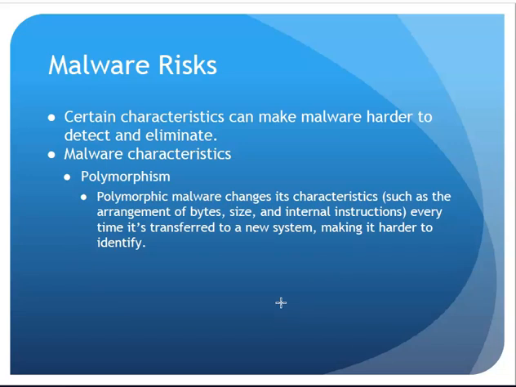Polymorphism changes its characteristics. So maybe the first malware scan didn't catch it, and it morphs so the next malware scan doesn't catch it, etc. Every time it's transferred to a system, it changes a little, so it does not look like what showed up on somebody else's computer.